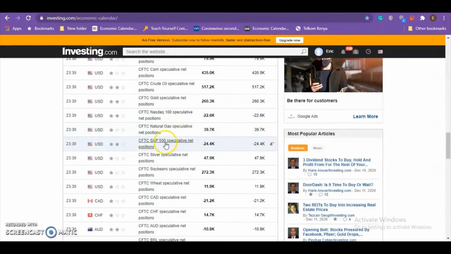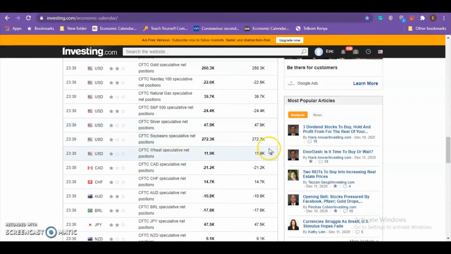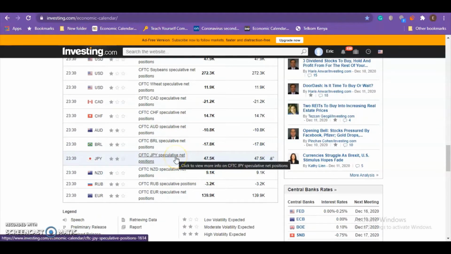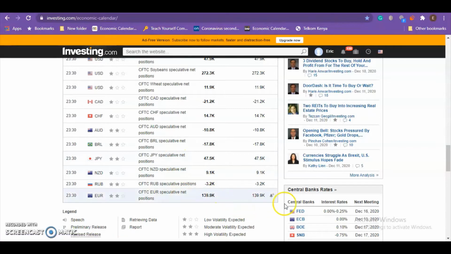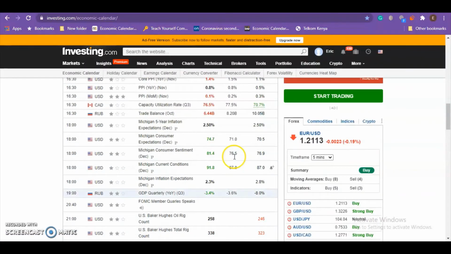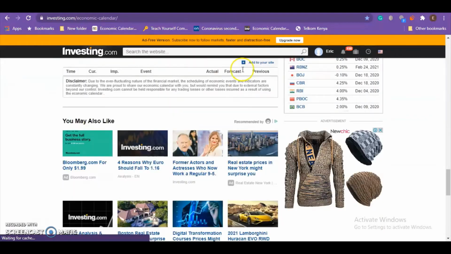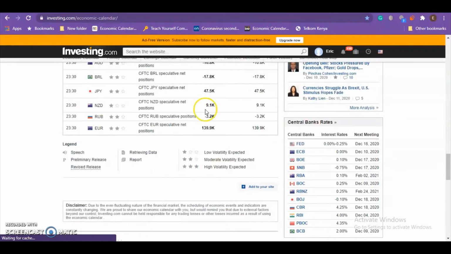Natural gas, the same. S&P 500, the same. It seems like people actually are anticipating this week's euro the same. So people are really anticipating for the markets to continue with the same trend for this day.